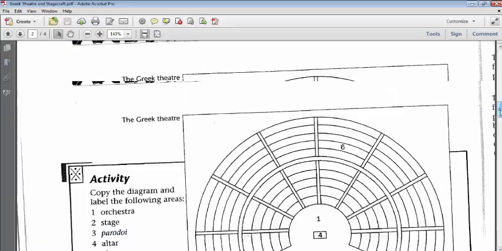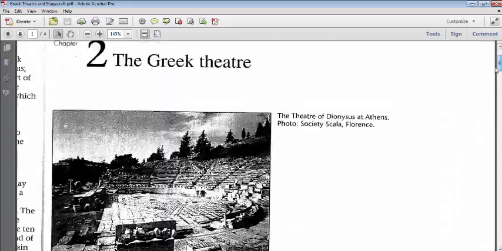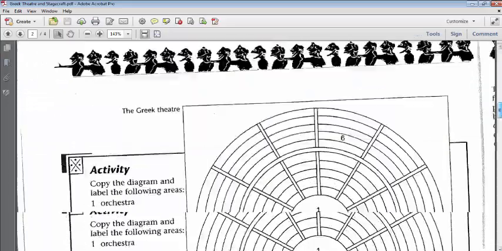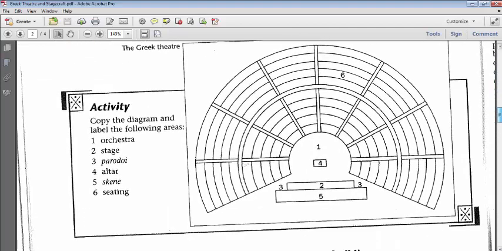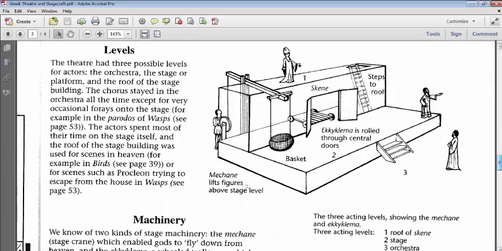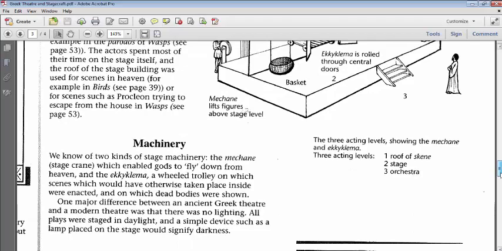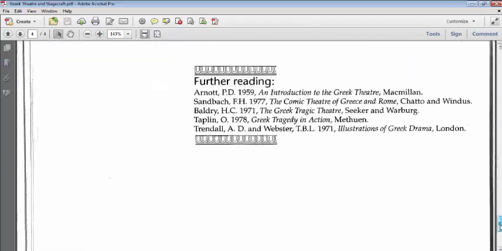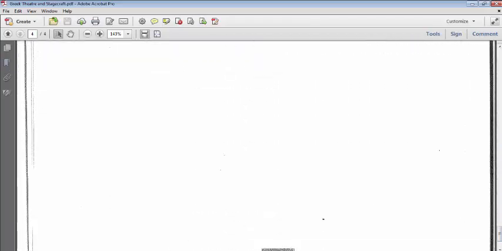Okay, so I've talked a little bit about the structure of the play. So there again, that's the staging of what it looked like back in the ancient days. That's just a little bit more detail there. All of this information is on Moodle if you want to read in more detail.